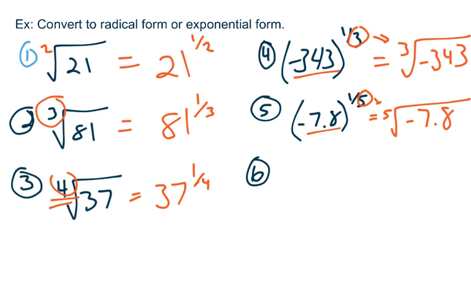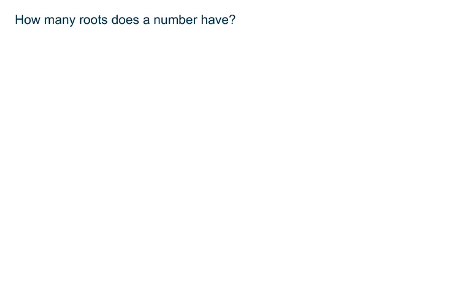And then lastly, number 6, 121 to the 1/2 power. Since it's the 1/2 power, that's kind of like square root. We don't really need to put anything in the index, because if we leave it blank, we assume that it is the square root. So all we need to do is put a 121 underneath, and that would be your answer, the square root of 121. All right, hopefully those make sense. Let's go ahead and move on.